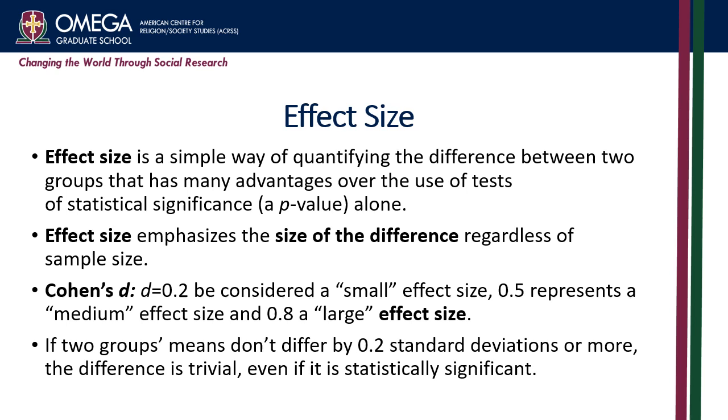So we might get a p-value that tells us that it's statistically significant, but if the effect size is not greater than 0.2 standard deviations or more, that is Cohen's d, then we have to question the results. So combining p-values and effect size gives us a much more holistic picture of whether or not the null hypothesis we've rejected is meaningful.